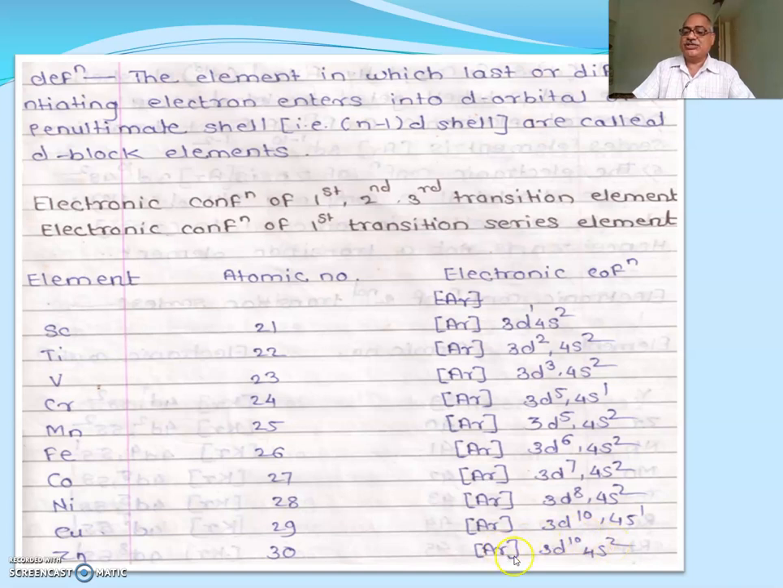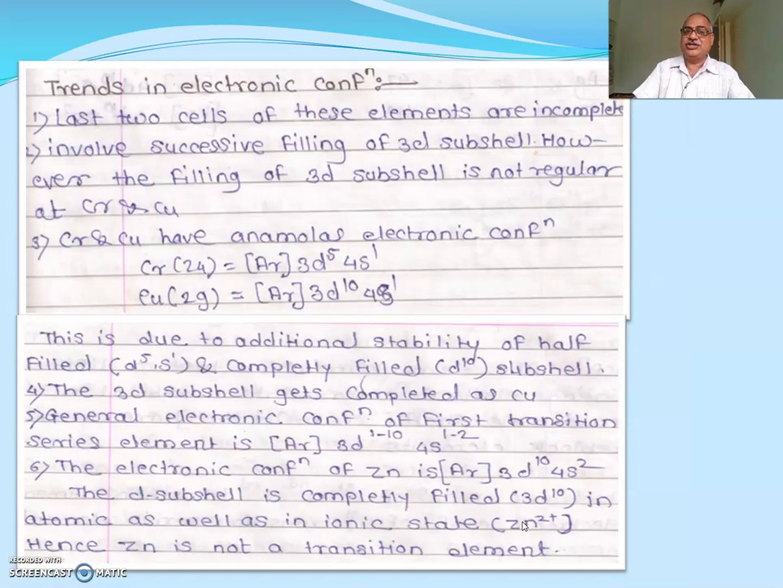This means there is no chance of transition from a lower energy level to a higher energy level. Hence, zinc is not considered a transition element because its valence shell is completely filled. There are no partially unpaired electrons or half-filled orbitals present in the valence shell. Hence, zinc is not known as a transition element.